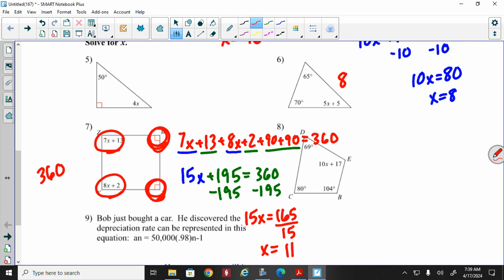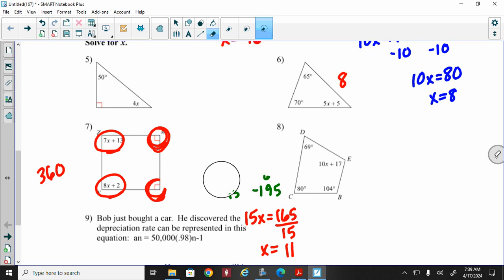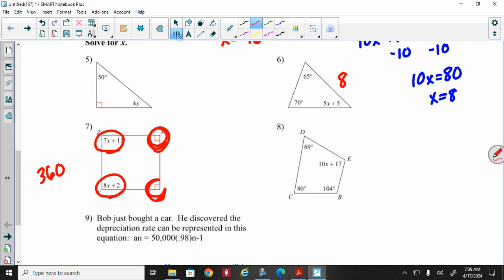Now, for question number 8, you would do the same exact thing. And again, just because of time, I don't want this video to be forever long today. You're going to add up all these numbers, and then you're going to solve for x. And your answer ends up being, for question number 8, 9.